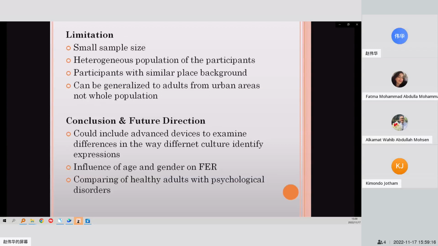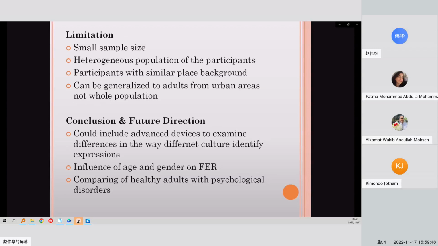Now let us go to the limitation part of this study. One of the major limitations was that it has a pretty small sample size, only 88 participants were sampled, so it is a pretty small size for this kind of experiment.